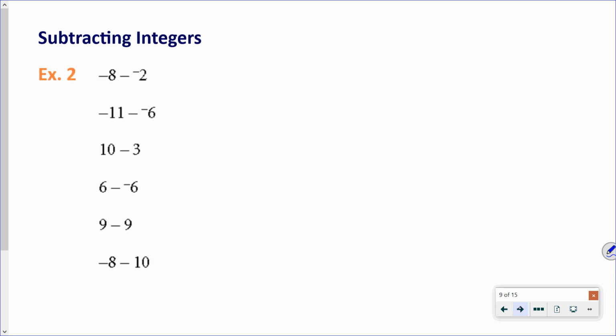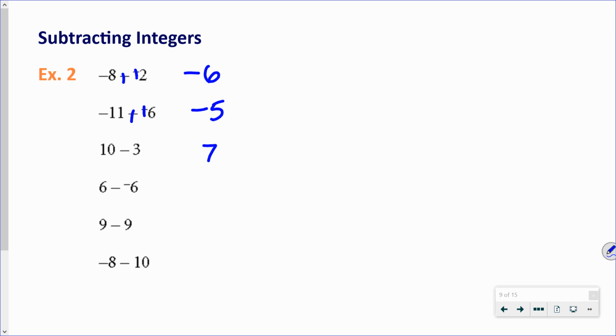Again, a whole bunch more examples, lots of negatives floating around. Practice your keep, change, change, because these are all subtraction. So I'm going to keep, change, change, gives me a -6. Keep, change, change, gives me a -5. 10 minus 3, right? When you notice you're just dealing with a simple subtraction problem, you can skip over the rule and just do what you know.